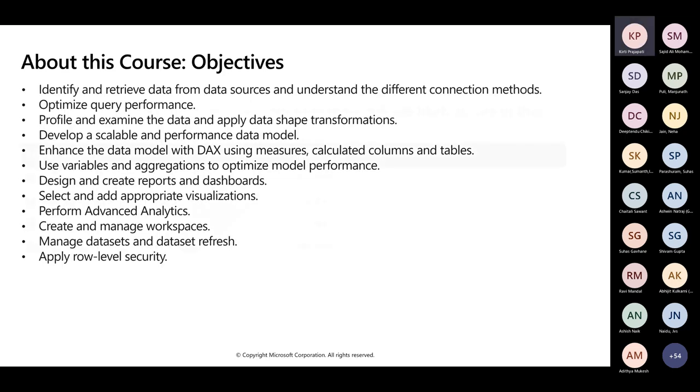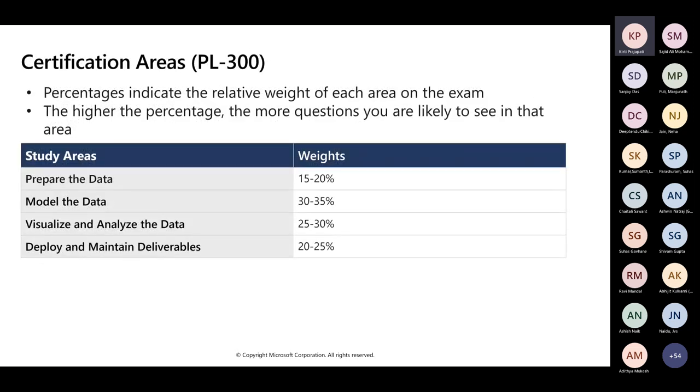And if you talk about the certification area, these are the certification areas with the weightage of some percentage. You can see that a different percentage weightage is available for each and every category. Preparing the data is between 15% to 20%, and after preparing the data, you have to model the data. That comes within the range of 30% to 35%. After modeling the data, you have to represent it in a proper visualization, and based on that, someone can analyze it and take a decision on this data or some product.